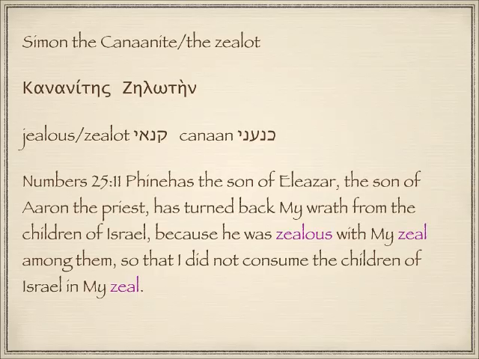They're not Canaanites. But the word for Canaan in Hebrew is Kna'an, and the word for zeal is Kan'i. So they sound very similar, even though they're not spelled similarly. And I think perhaps there was some kind of mix-up for the person who decided that Simon was a Canaanite. The word for zeal appears in Numbers 25:11.